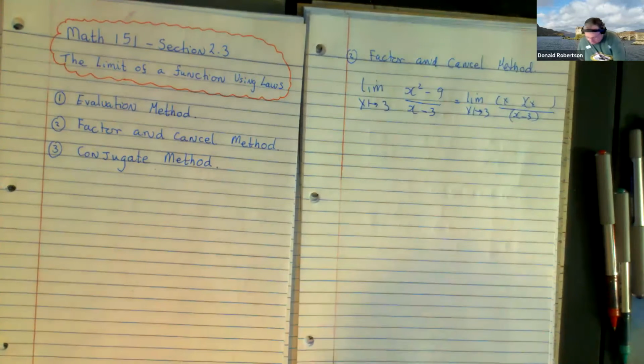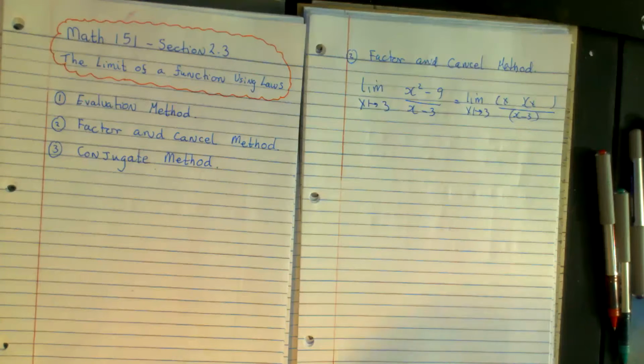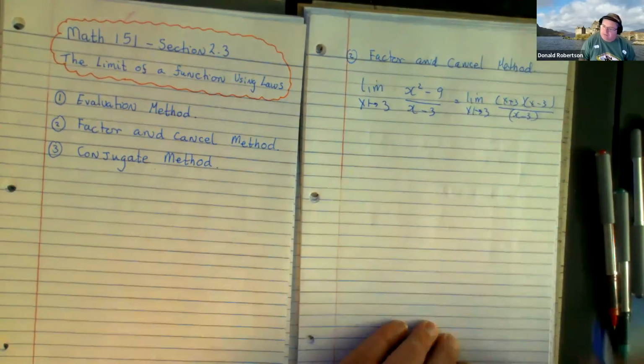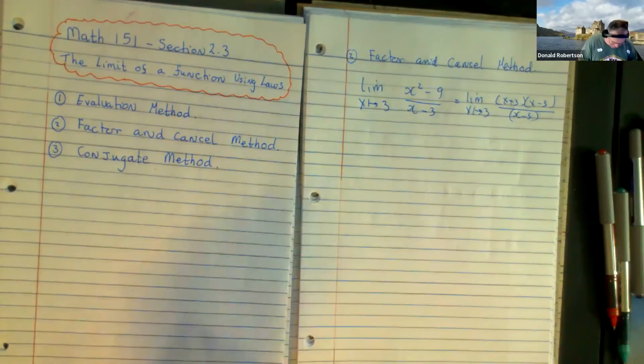Okay, that means you're going to have to brush off the cobwebs and remember how you factor quadratics, because most of them will be quadratics. What is x squared minus 9 when you factor it? X plus 3, x minus 3. You recognize it as a difference of two squares. Right. Now, that's the factor part.